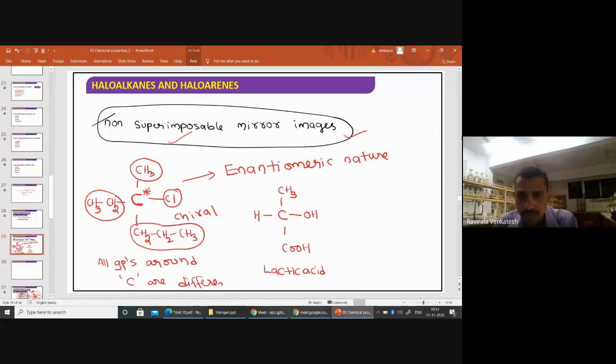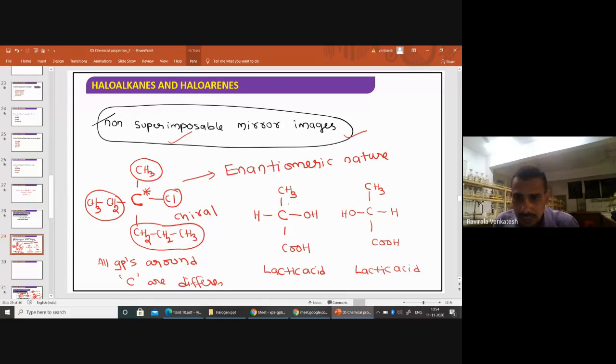Okay. Now this is a chiral center. Now how to write the enantiomer here? Now I am taking one more of the same molecule. Now if I write carbon, hydrogen, OH, and COOH. Now it is also called lactic acid. Both are lactic acid.